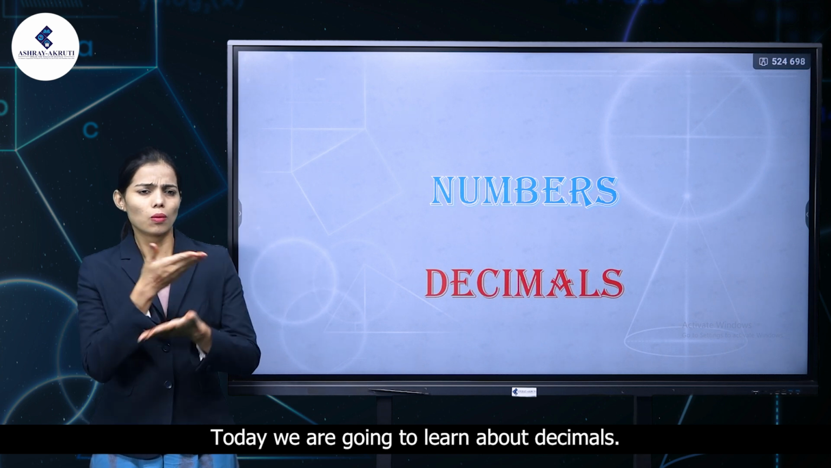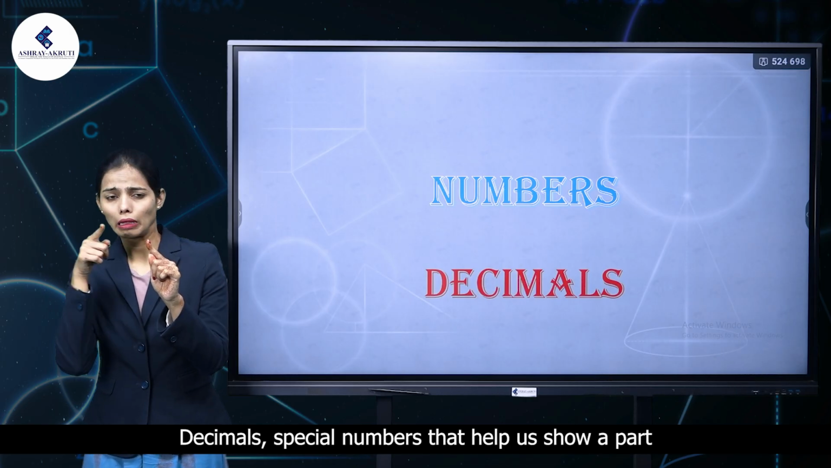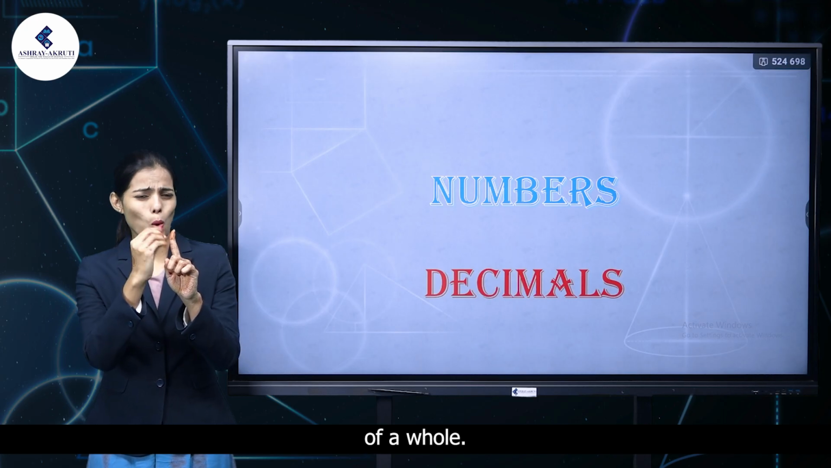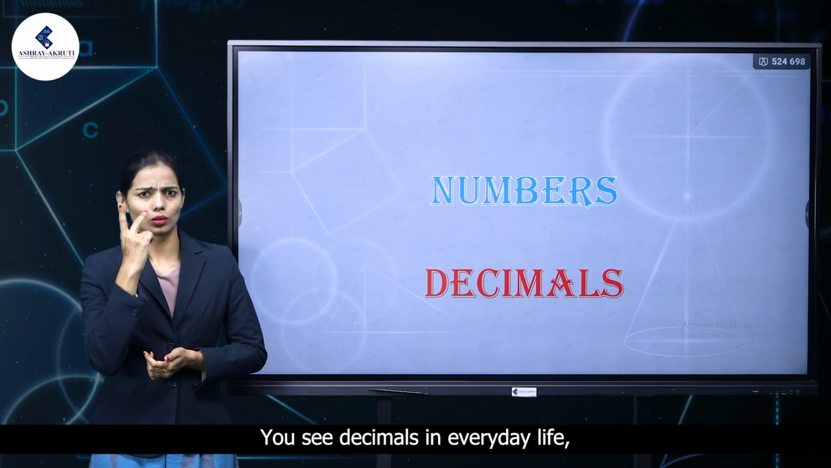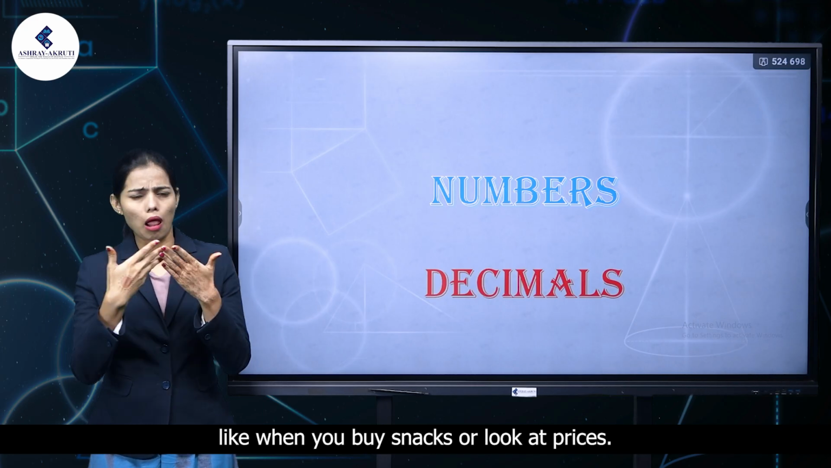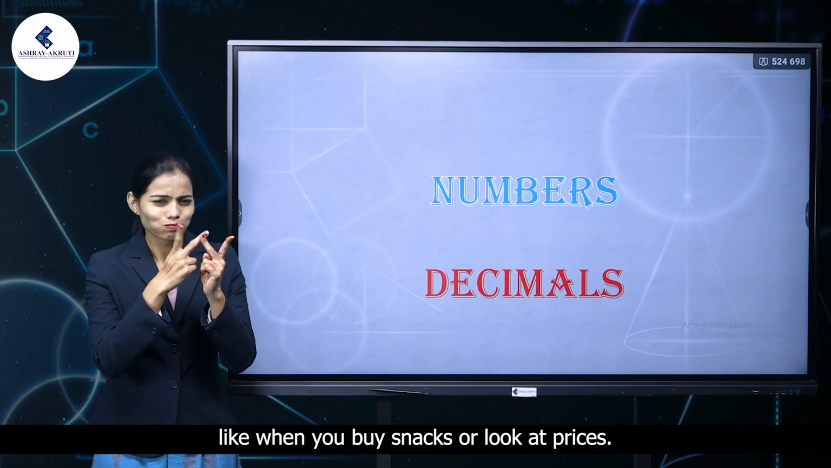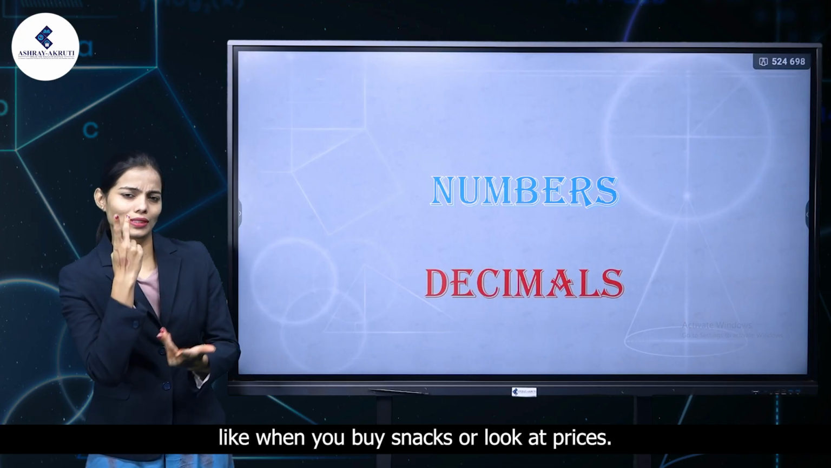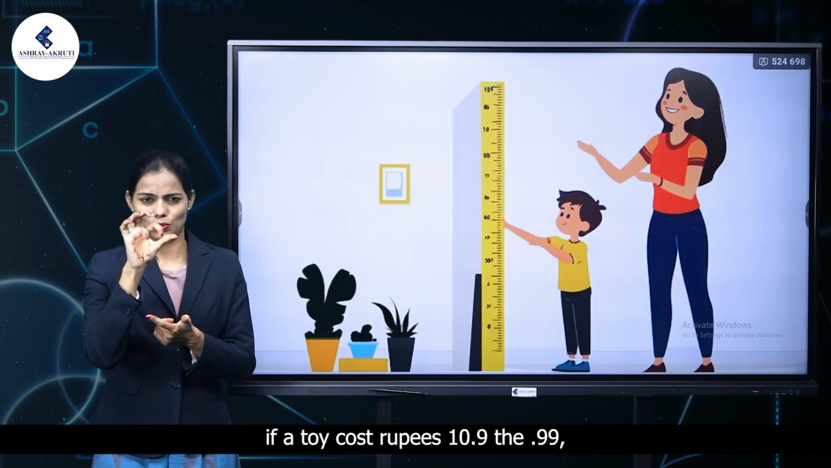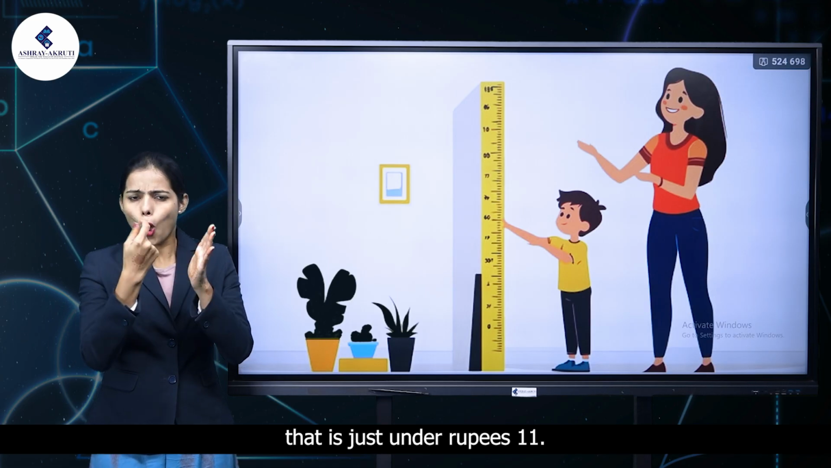Students, today we are going to learn about decimals. Decimals are special numbers that help us show parts of a whole. You see decimals in everyday life, like when you buy snacks or look at prices. For example, if a toy costs rupees 10.99, the 0.99 tells us that it is just under rupees 11.